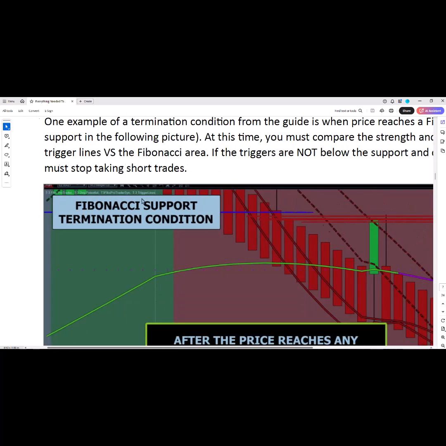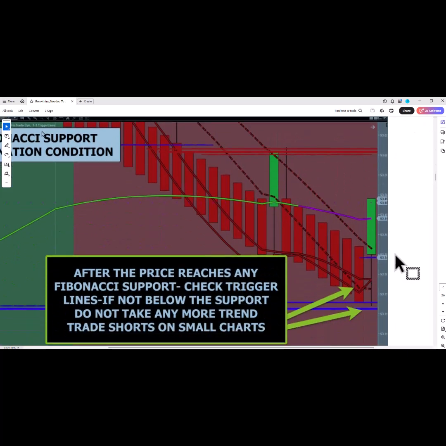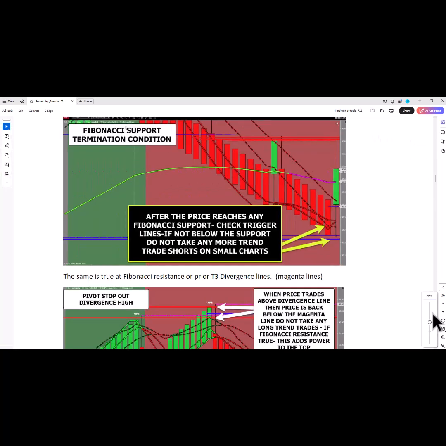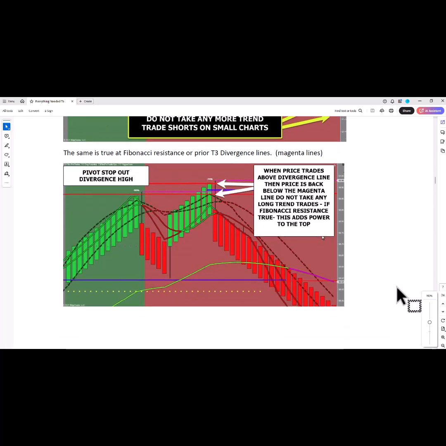oops, this is not one of my pictures, but because of the trigger lines and nothing else, this Fibonacci resistance should hold. And because the trigger lines didn't get below this Fibonacci, it should hold. It's a very powerful, simple thing that when you have this condition, you have to wait. And again, as I said, waiting is probably one of the harder things.